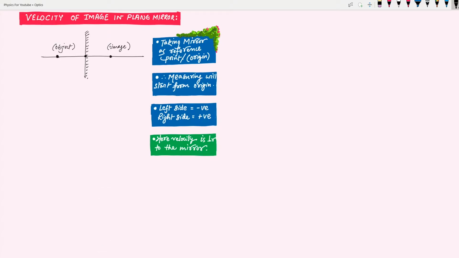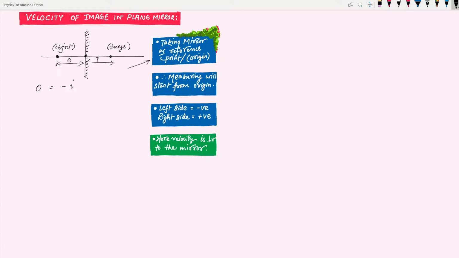Suppose the distance between the object and the mirror be O, and the distance between the mirror and the image is suppose I. Now, we know from the concept that we have learned earlier that the image distance is equal to object distance in case of plane mirror. But here we have taken O and I, where we know that O is equal to I. Now let's write down that O is equal to minus I. Now why have I taken minus I?